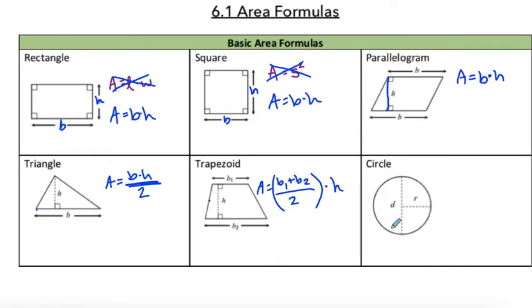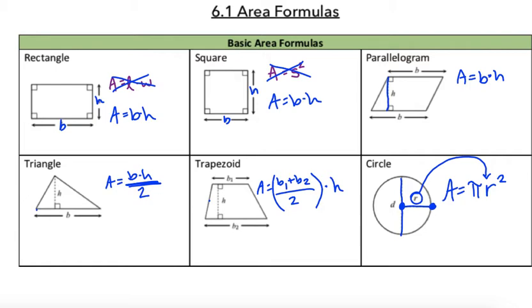Circle, now we're moving to a round object, and the area formula for this brings in pi times radius squared. D is the diameter, all the way across going through the center. R is the radius, going from the center to the edge of the circle. So we want to make sure that in our formula, we are using the radius R.